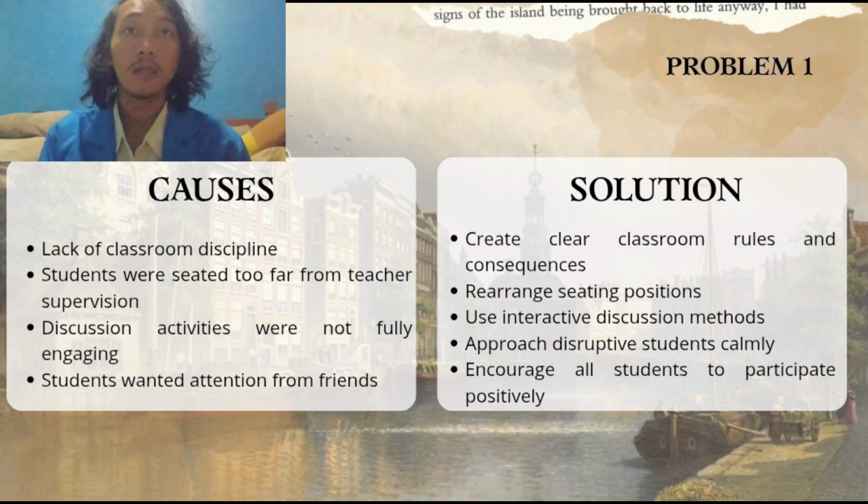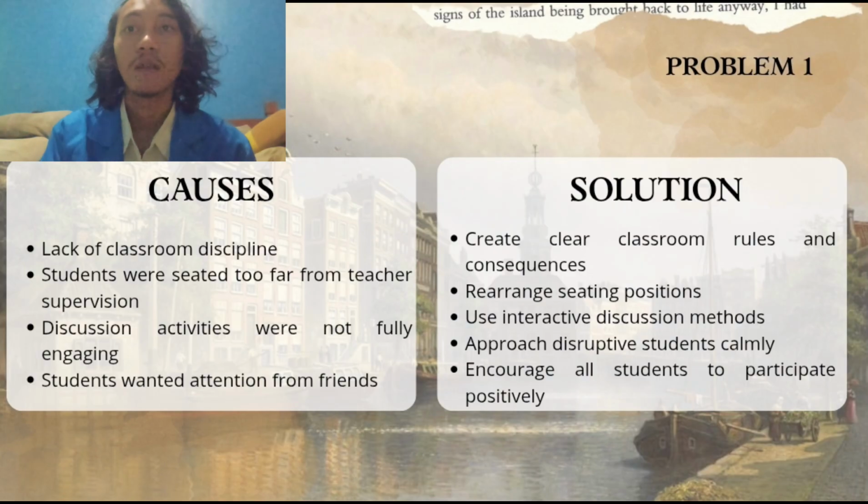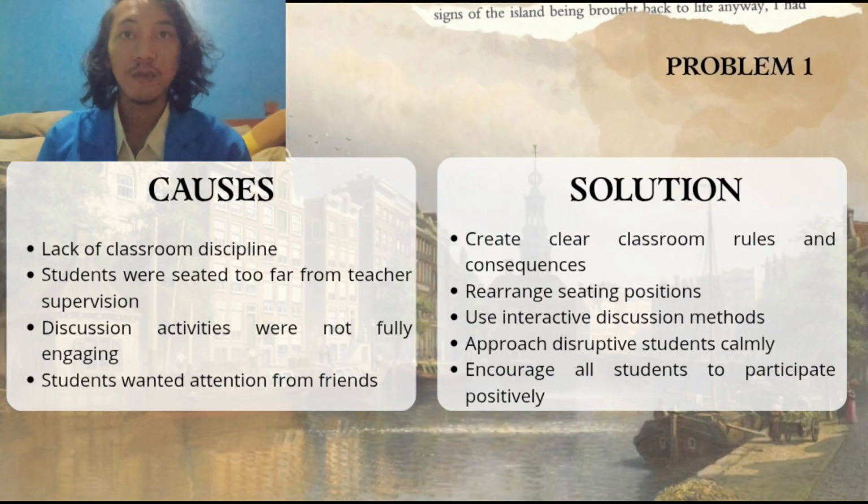And for the solution, problem 1: first, create clear classroom rules and consequences. 2. Rearrange sitting positions. 3. Use interactive discussion methods. 4. Approach disruptive students calmly. And last, encourage all students to participate positively.